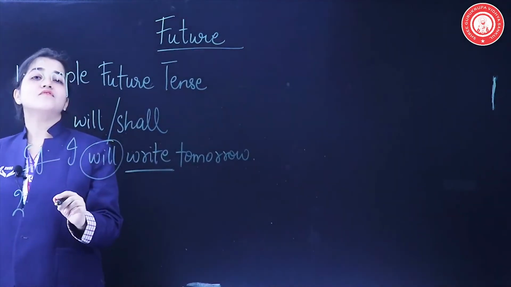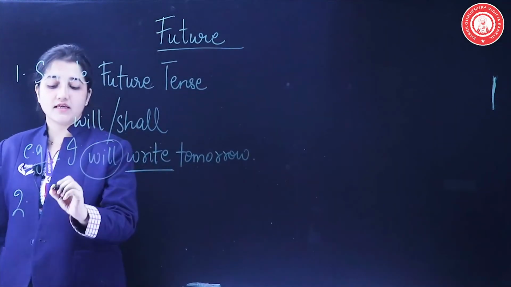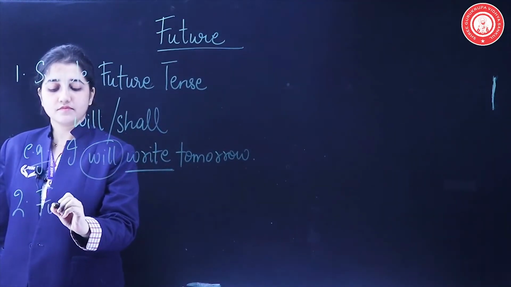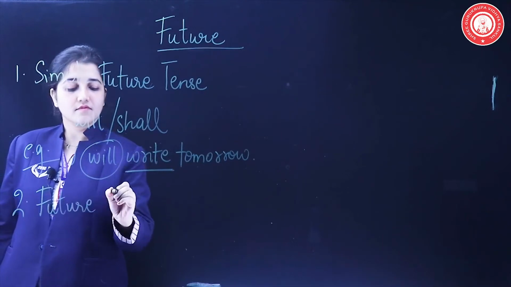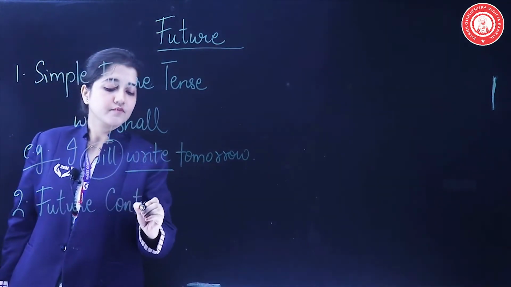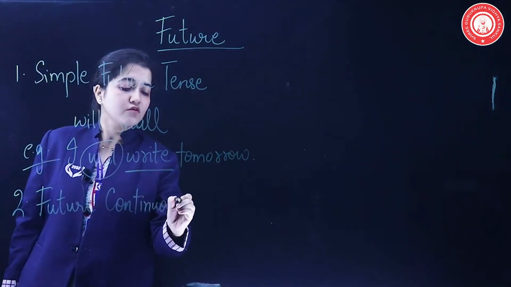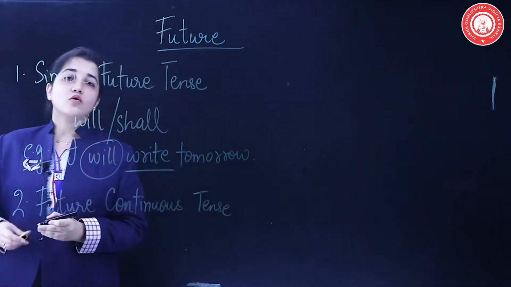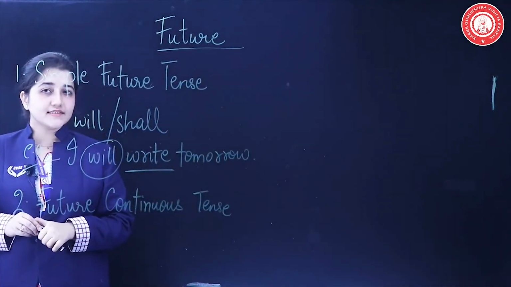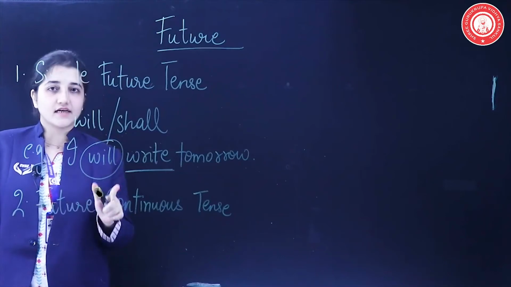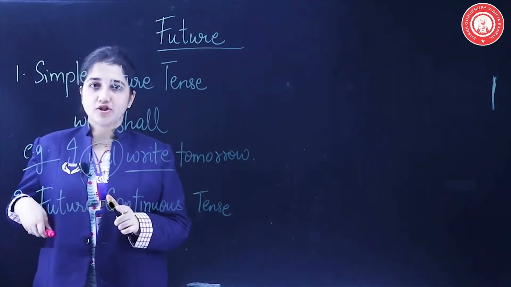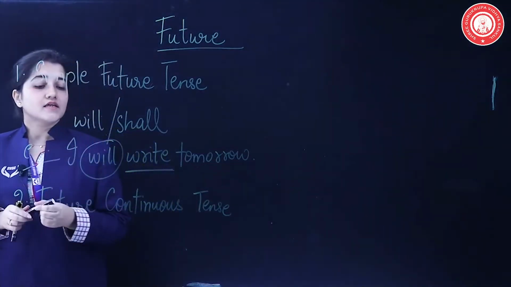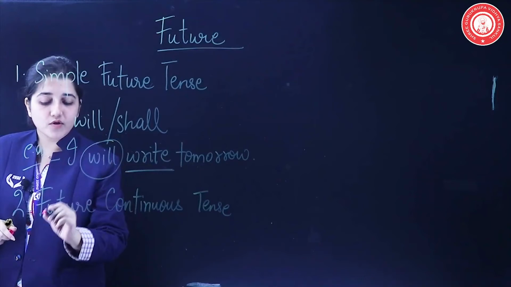The second type of tense in the future time frame is future continuous tense. Now in future continuous tense, because it's continuous, we are going to use the ing form of the verb, and the usage of will remains constant.